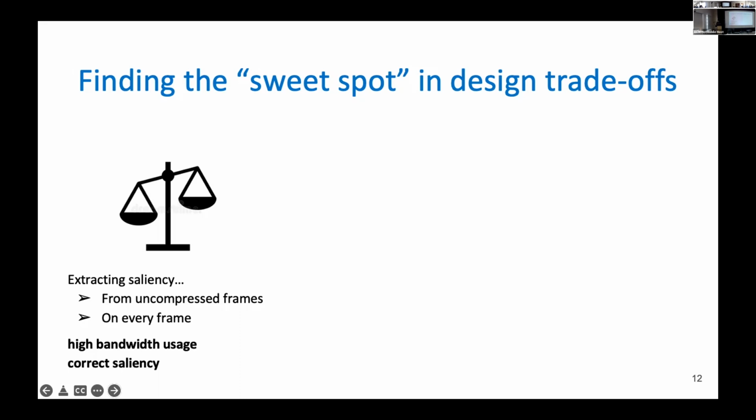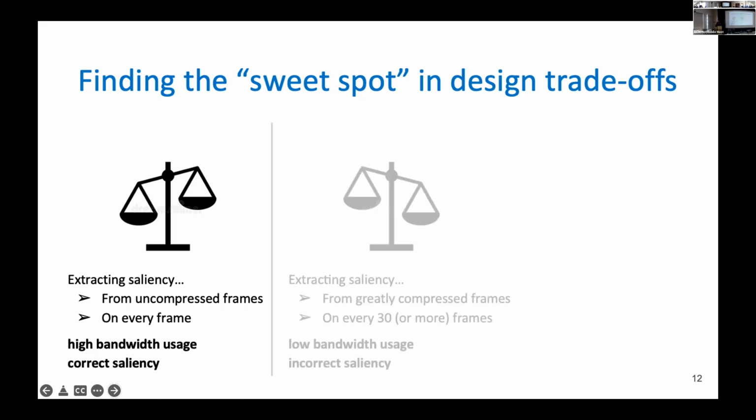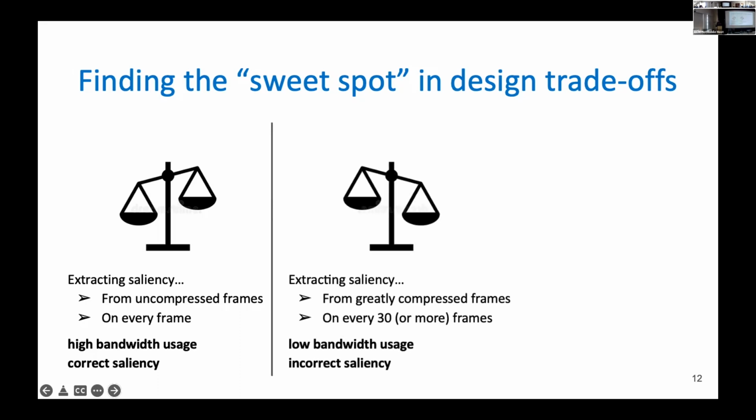But the problem here is that the bandwidth usage would be drastically large. On the other hand, we could also extract these saliency values from really compressed frames in low quality in the first phase. We could also drastically decrease the frequency at which we extract this feedback information. But the consequence is that we would have very inaccurate saliency values that are not very helpful to our goal, even though we have significantly cut down the bandwidth usage in this process.